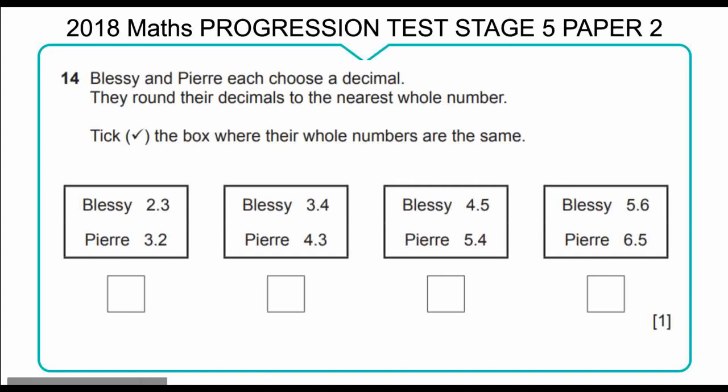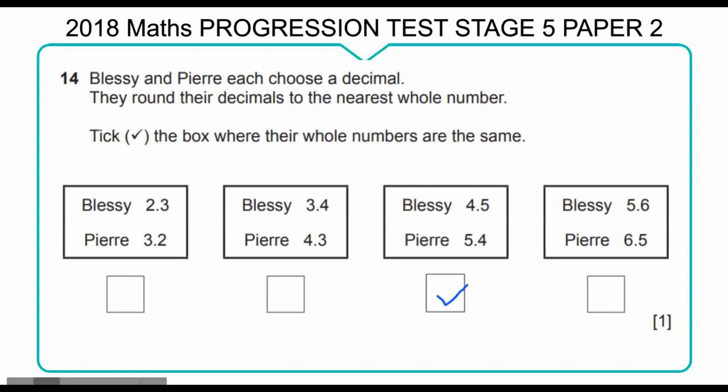Let's reveal the answer. If you're not finished, please pause this video. And we got this one. The reason we got this one is 4.5. This is 5, so we have to round off to 5. This is 5.4. This is 4, less than 5, so we round this down to 5. That's how we got this as the answer.